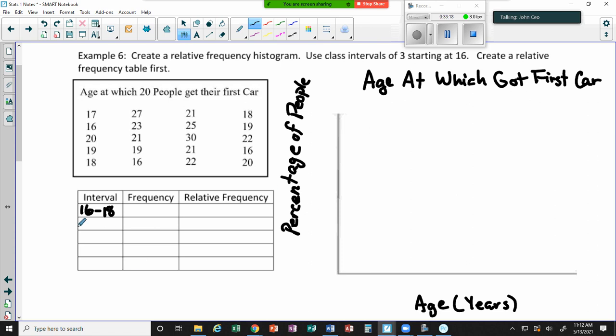So the next one's going to be what? 19, 20, 21. Next one's going to be what? 22, 23, 24. The next one's going to be what? 25, 26, 27. Next one's going to be what? 28, 29, 30. So I can go put that on. So I have how many? 1, 2, 3, 4, 5 different intervals here.